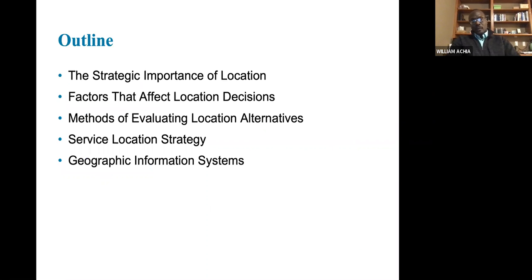So I'll briefly talk about what we have in chapter 8. We're going to look at the strategic importance of locations on the location decision-making process. What are the different factors? And then how do you go about quantitatively evaluating from amongst different location alternatives? I don't think I'll cover the geographic information systems today, but if you have the time, please read this and get to learn more about that as an alternative option.